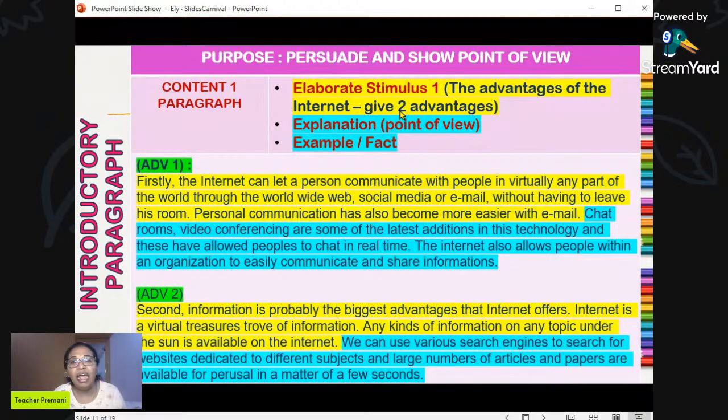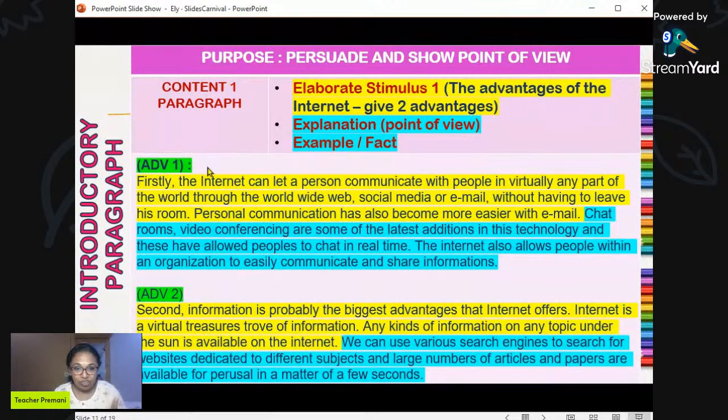Okay, you look at my advantages, two advantages, but you see how long it is? Why? Because we have the explanation, we have the elaboration, we have the fact and example. Okay, let us see. Whatever I highlight in a similar color, you can label it elaboration here. Firstly, is a cohesive device.